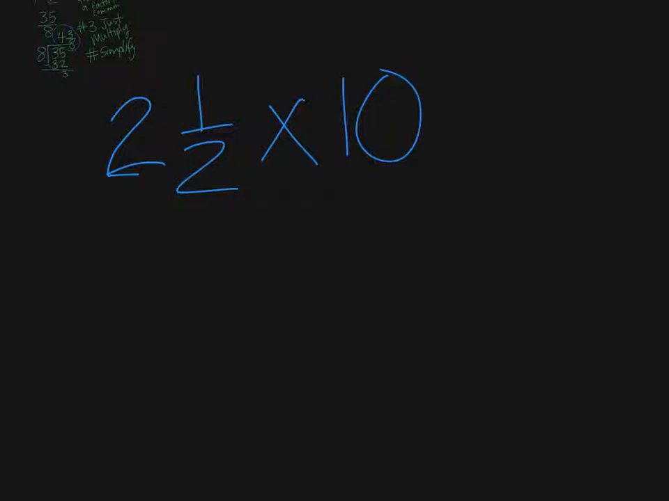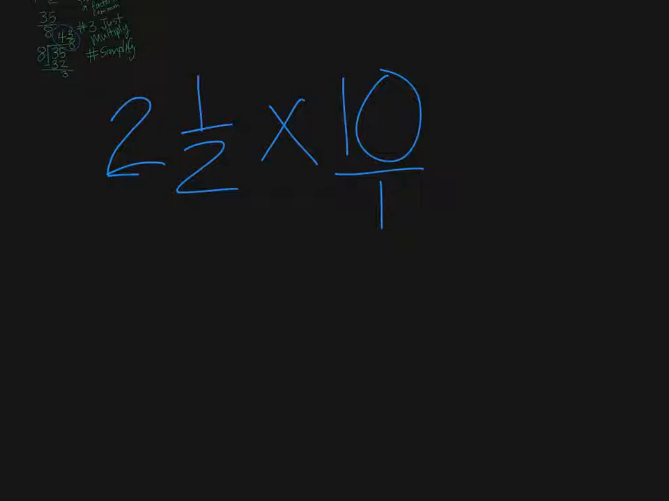I have a whole number and I have a mixed number on this problem. So what do I need to do first? Put your 10 over 1. Okay, somebody said put 10 over 1. We can do that first. What else do we need to do? Make it mad.